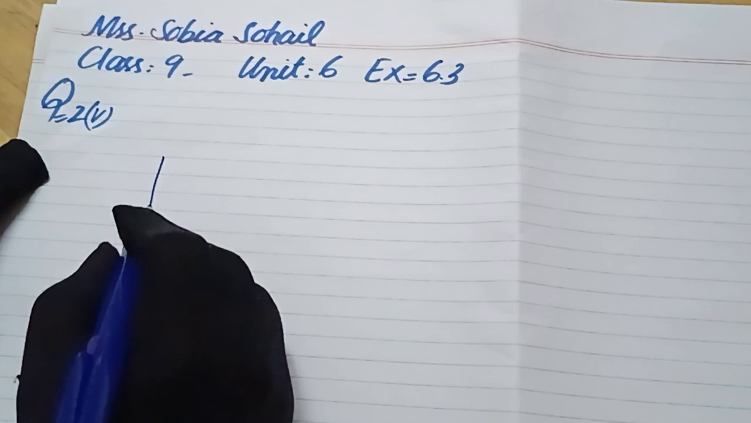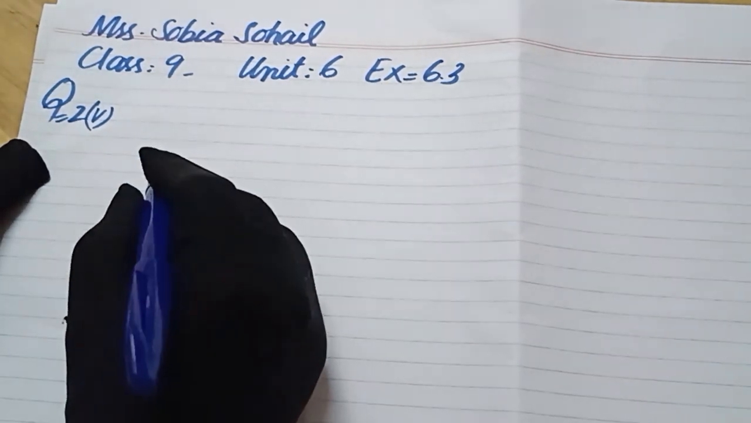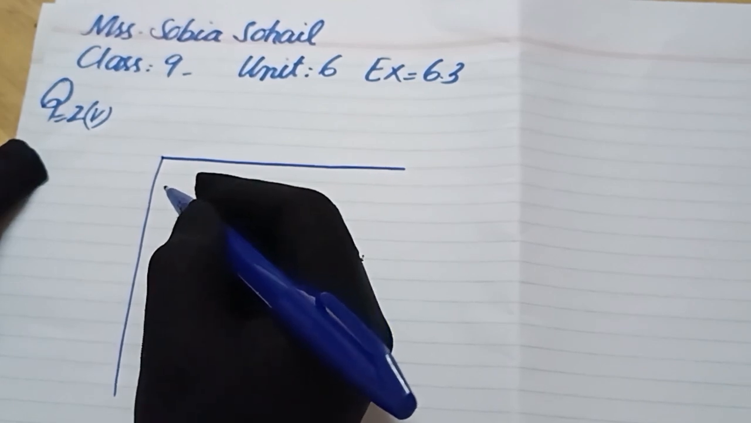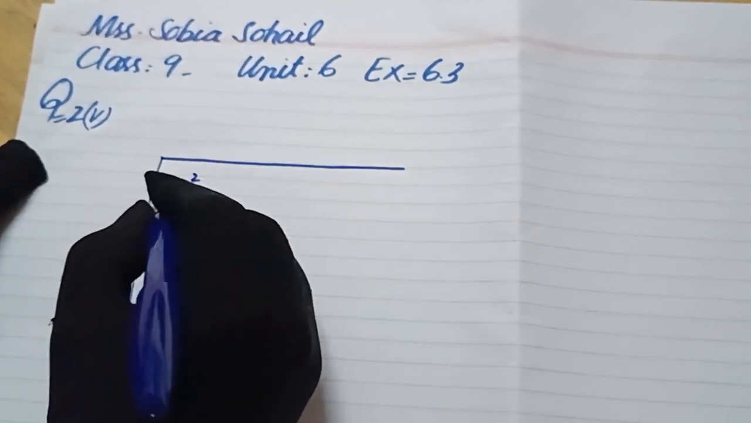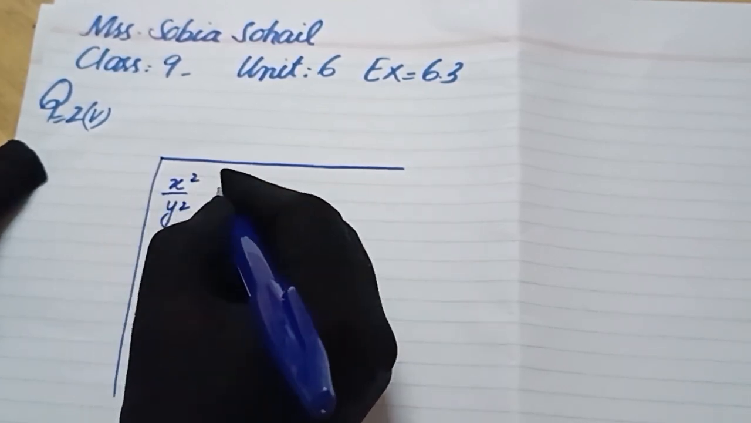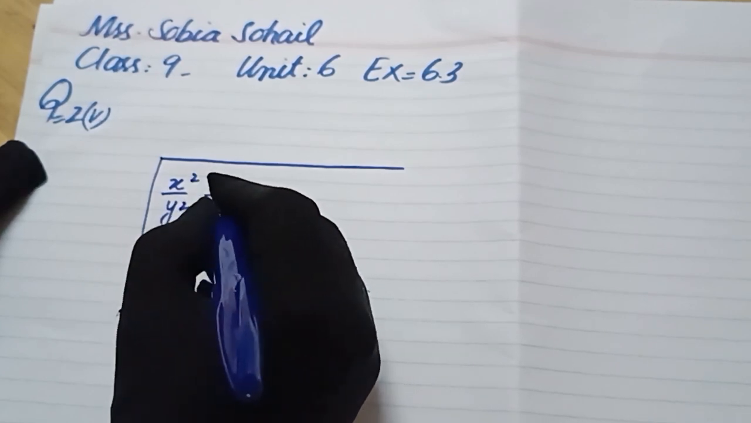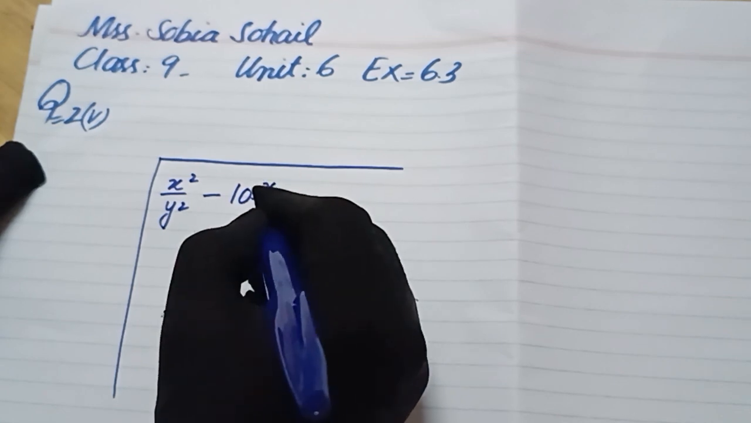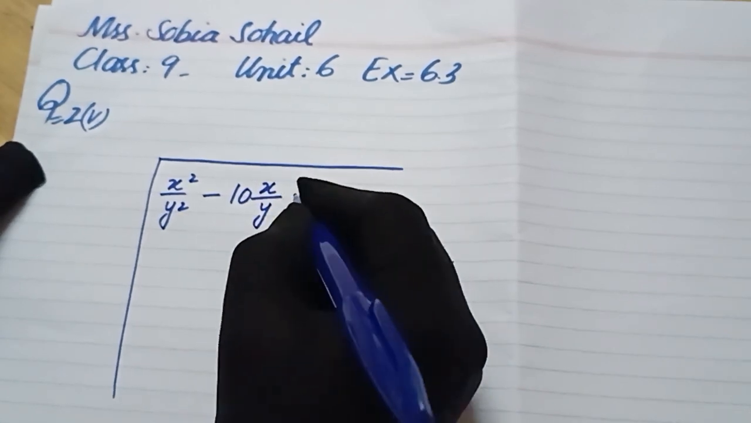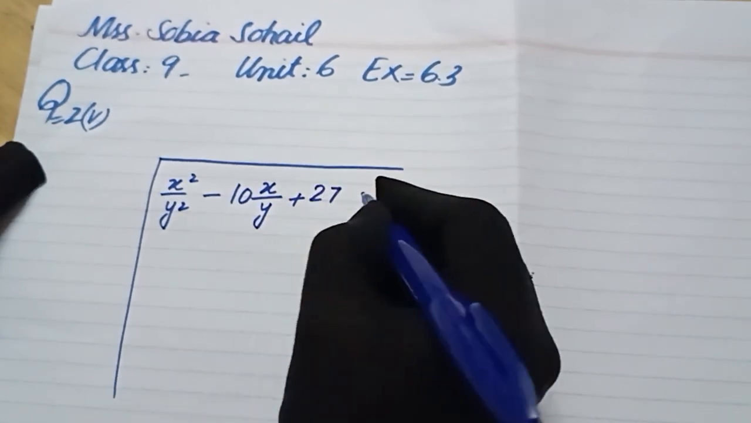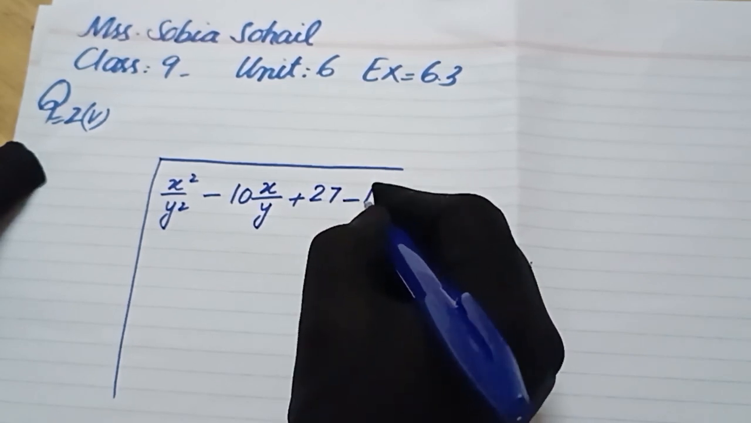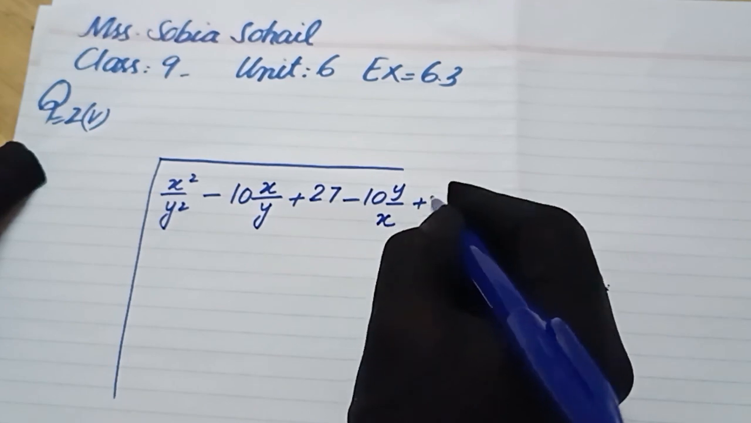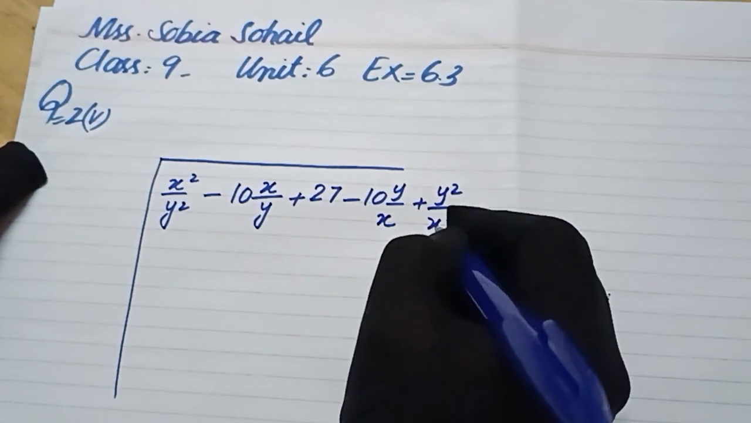So let me make the division sign first for finding the square root. This part has fractions: x square over y square, minus 10 x over y plus 27, minus 10 y by x plus y square over x square. We have to write very carefully.